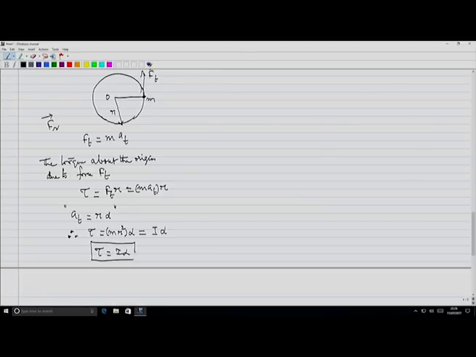This is for a particle which is moving due to a tangential force, and then there is a centripetal force to keep it on a circular path. Tau is equal to I alpha. In other words, we say that the torque acting on a particle is proportional to the angular acceleration alpha. Therefore I is the proportionality constant.